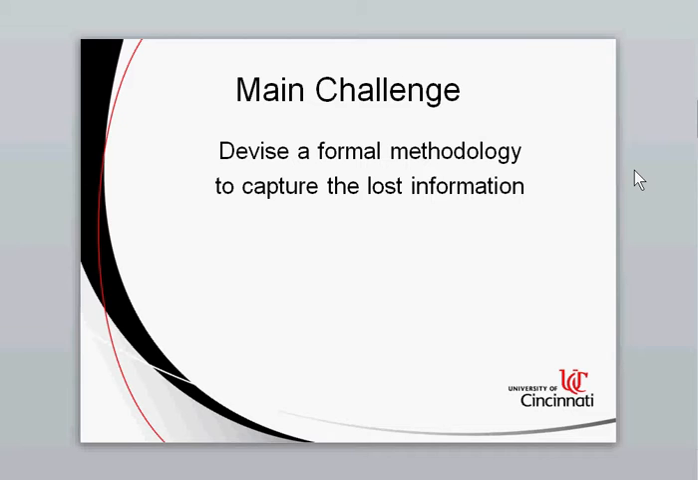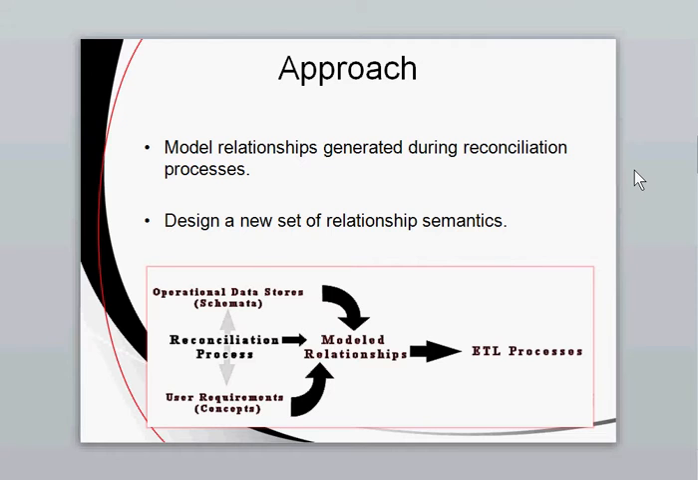The authors took on the challenge of devising a set of semantics to capture this lost information to preserve the mapping between the operational data stores and the user requirements. The approach was to create a model that could be used during reconciliation, then could be carried forward to preserve the information captured during reconciliation, even capturing the information that was not used during the reconciliation process but may be needed later. A new set of relationship semantics is defined.